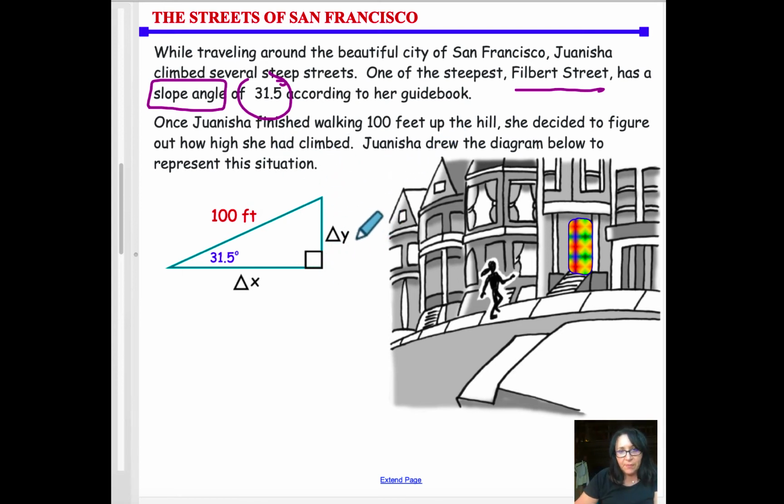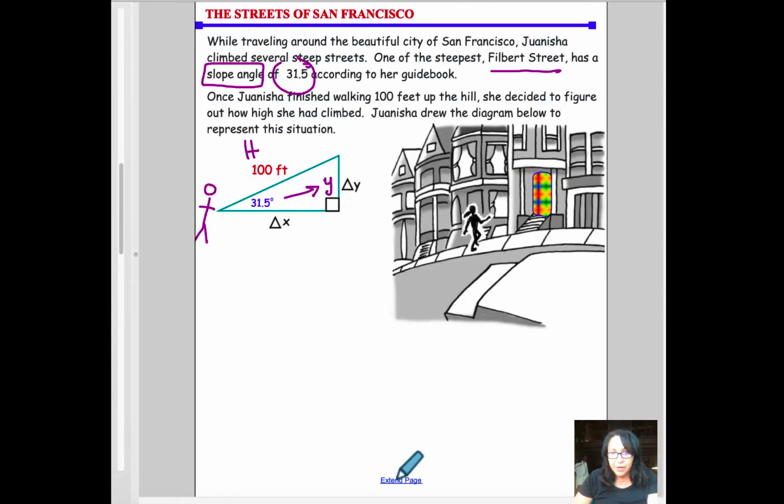And so remember, this is actually our slope. This is the change in y over the change in x, rise over run. I want to find out first this value here. So let's just call this y for right now. And if you're standing here, then you're going to say, well, that's the opposite side, and this is my hypotenuse. So which trig function uses opposite and hypotenuse? Well, that's going to be sine.